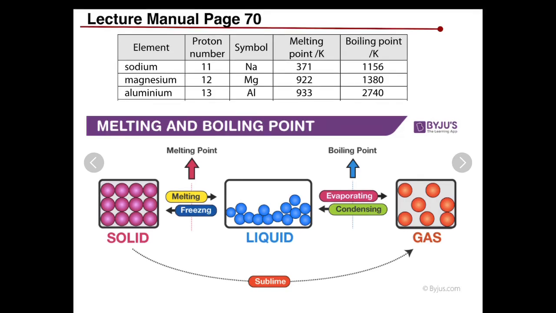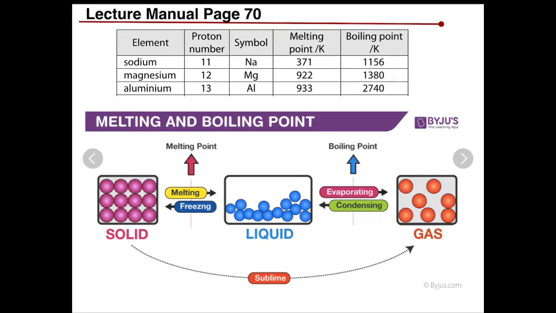So in this case, we can associate the transition of the state with the force that holds them together, right? For example, if the force that holds solid is strong, it's going to require higher temperature to melt. Same thing for boiling point as well. If the forces that hold liquid are strong, then it's going to require higher temperature to destroy those forces in order to change from liquid to gas.